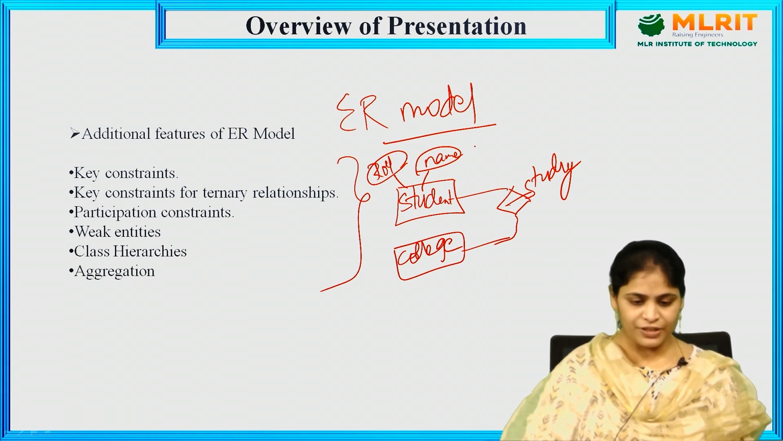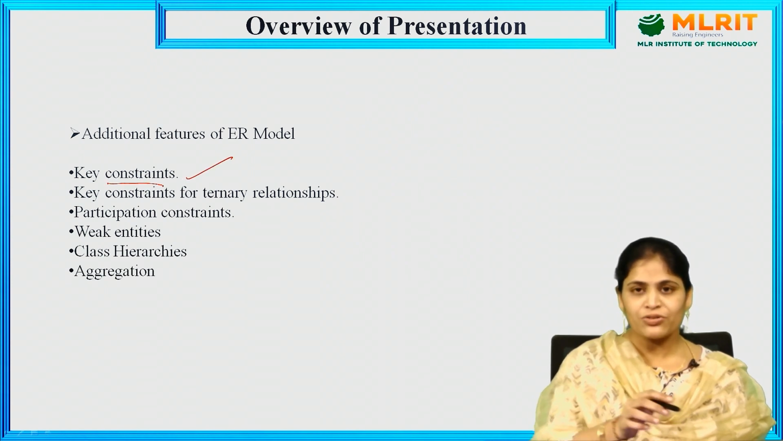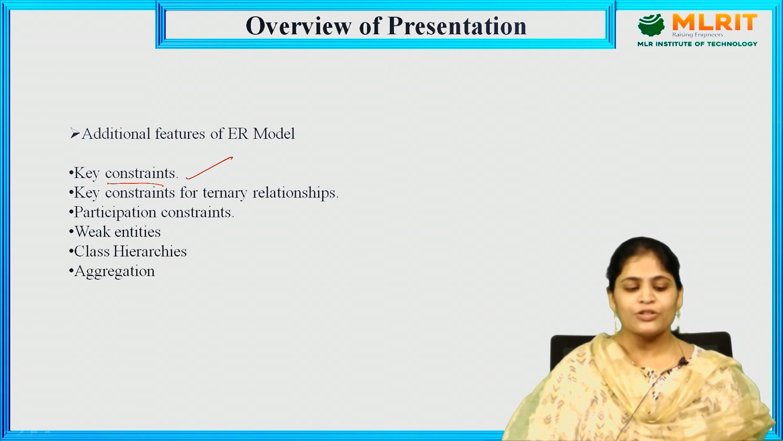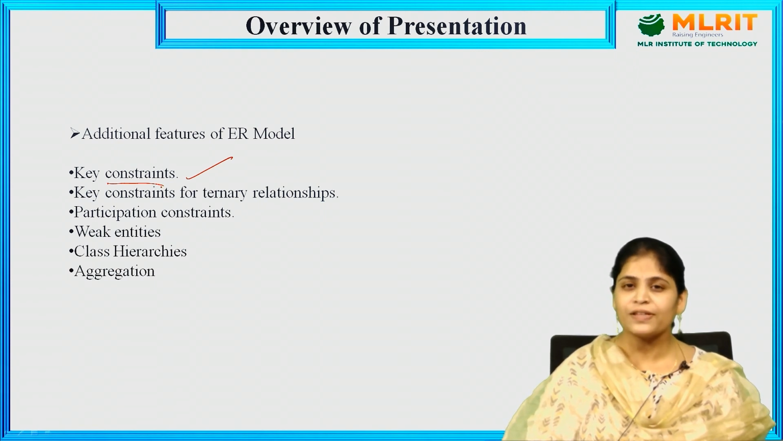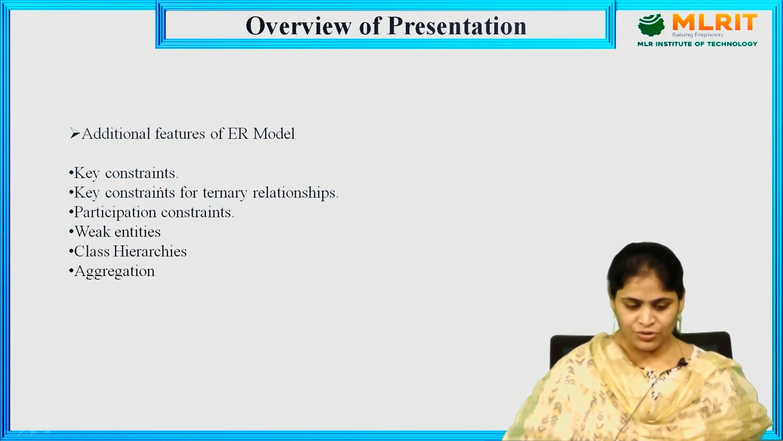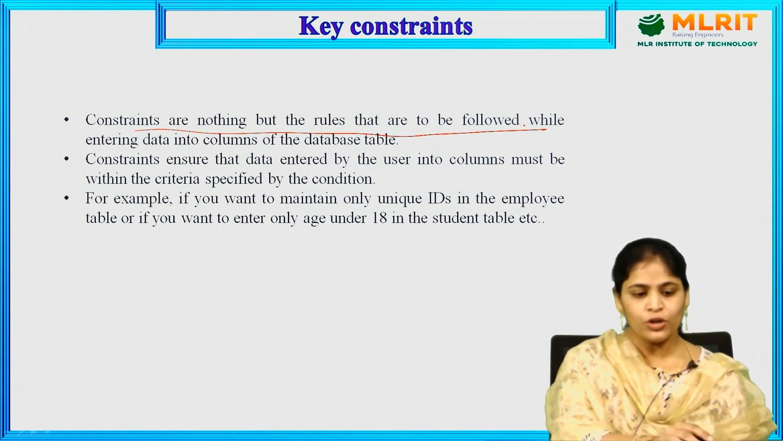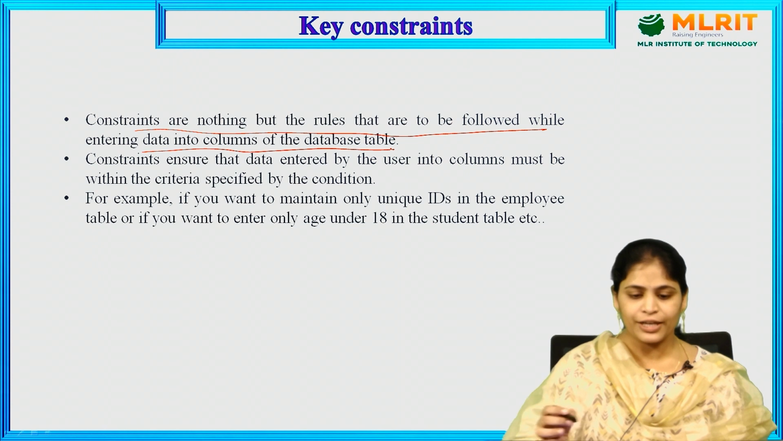The first one is key constraints. What is meant by a constraint? In the context of DBMS, a constraint is a set of rules. Because we are dealing with a database, we must follow some rules and regulations to maintain the database in a consistent manner. In the DBMS context, those rules are considered constraints. Key constraints are the rules that are to be followed while entering data into columns of the database table.